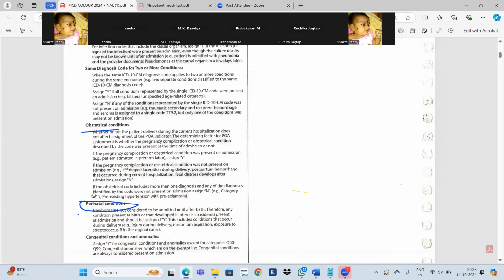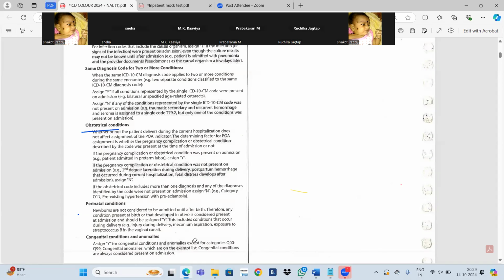newborns. Okay. Newborns are not considered to be admitted until after birth. It means before birth you should not consider them as newborn. After birth only you need to consider them as newborn. Therefore, any condition present at birth or that developed in utero is considered present on admission and should be assigned Y.